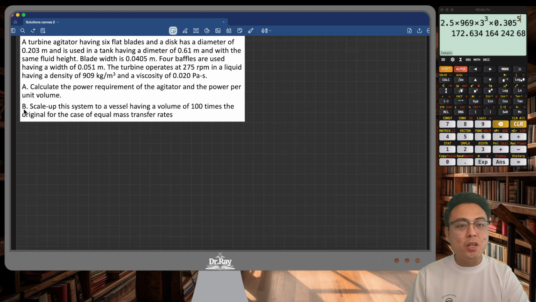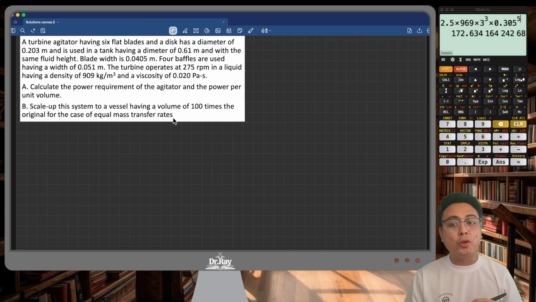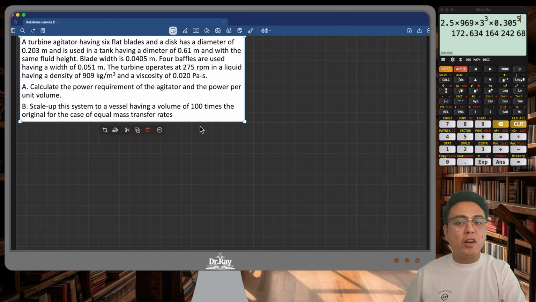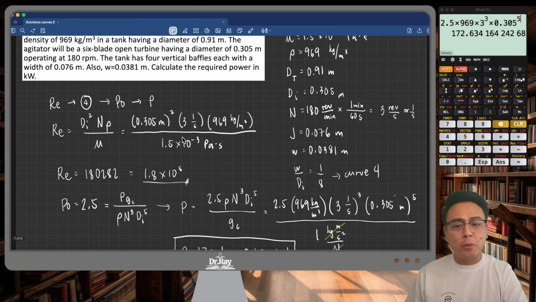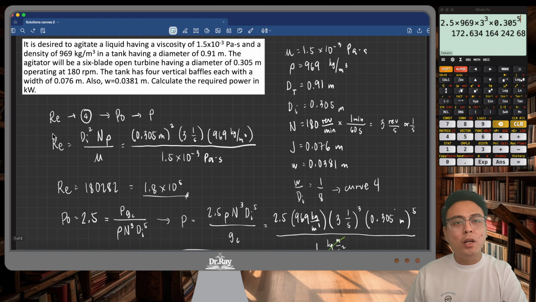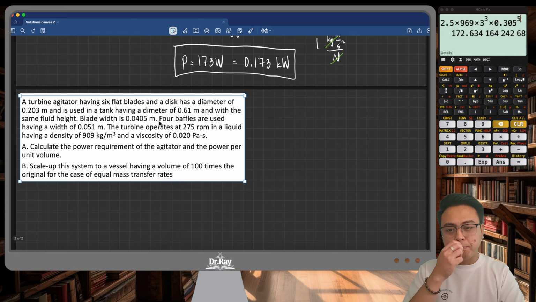And then for letter B, follow-up question, we want to scale up this system to a vessel having a volume of 100 times the original for the case of equal mass transfer rates or equal power per unit volume. So let's answer letter A first. Letter A is very much similar to what we did for the previous example, right? We just want to get the Reynolds number, we want to get what kind of blade it is, and then the power number, and then finally the power. Let's do that first.